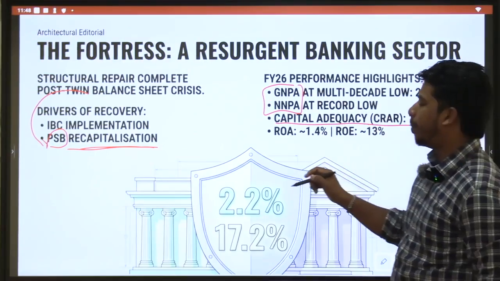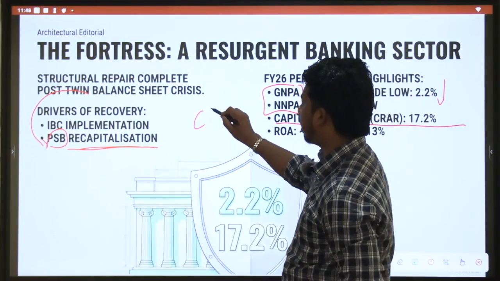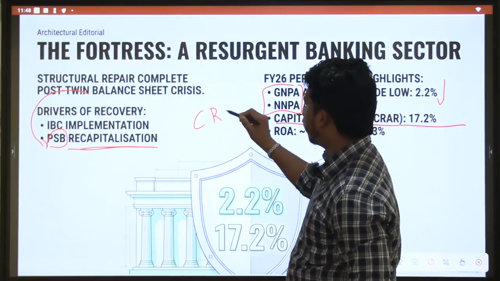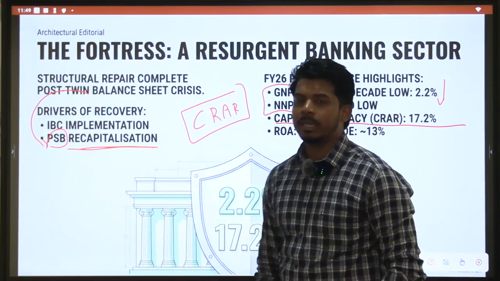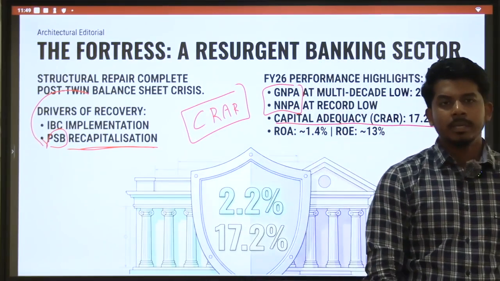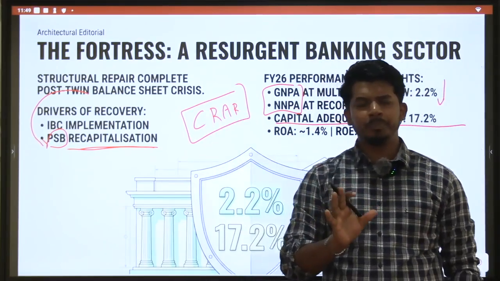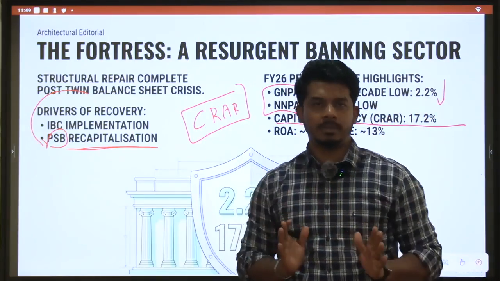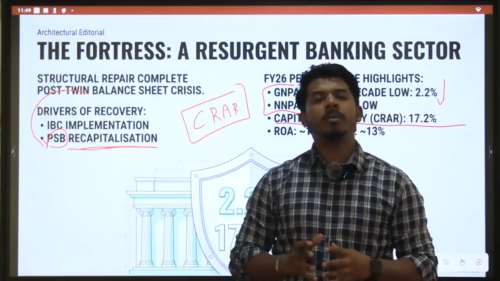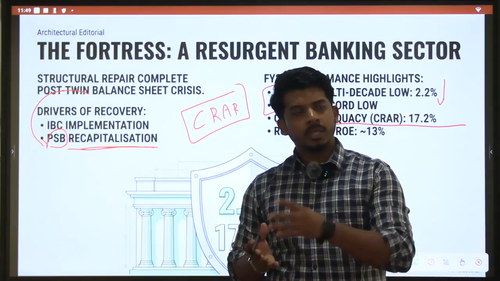There is something called the capital adequacy ratio, okay. Capital to risk weighted assets ratio. You will read it in the static portion, in the banking system. Simply put, it is the amount of capital banks have to protect them from losses. Capital means money. How much money it is having without giving loans.